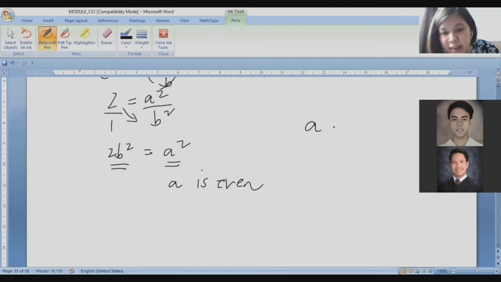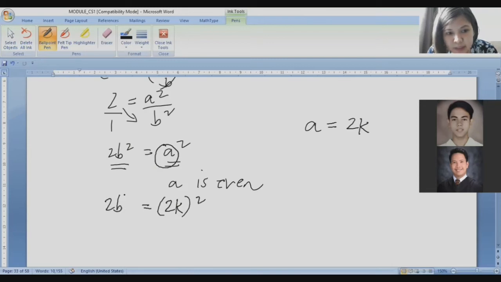I-represent ko yung a, example 2c. O yan, even. Di ba sinabi nga natin A is even. So pag A is even, ang format ng A, kung ayaw nyo ng C, pwede kong sabihin na, kung na-prove na natin na yung A is even, pwede natin sabihin yung A ay 2K. Kasi iyan ang representation ng even eh. So gagawin ko, papalitan ko yung A dito sa formula. Ito class ha, yung A na to, papalitan ko ng 2K. So magiging 2K squared siya is equal to 2b squared. Kinopya ko lang.